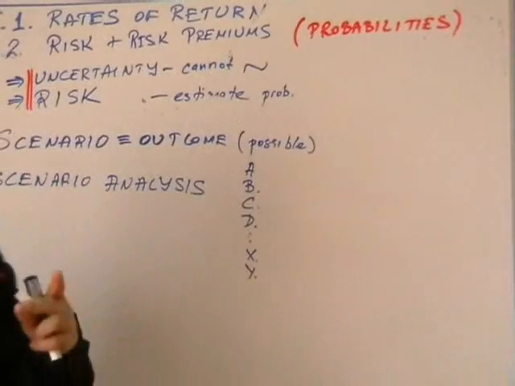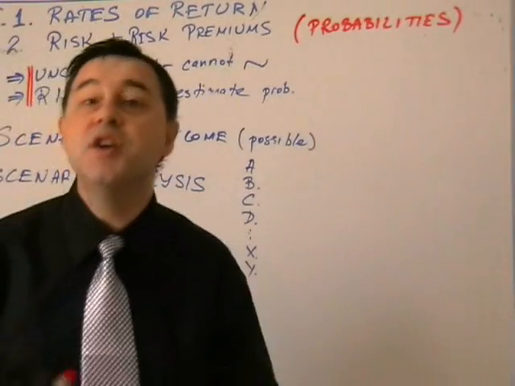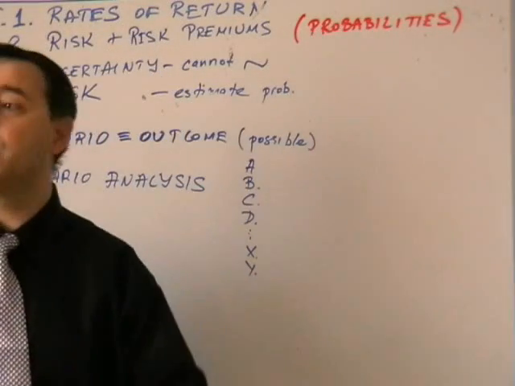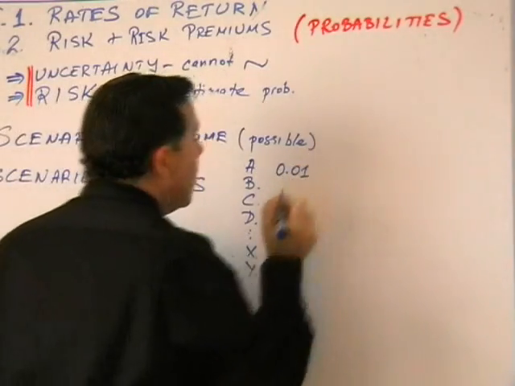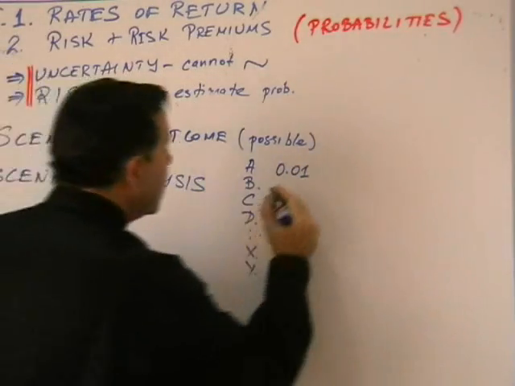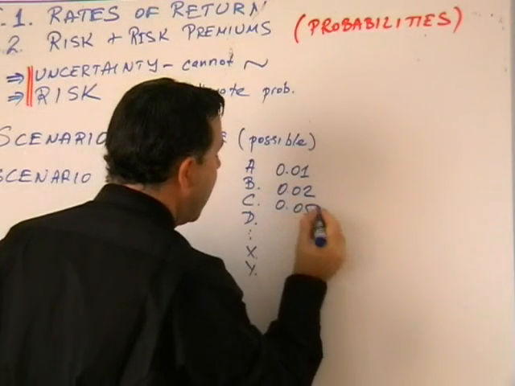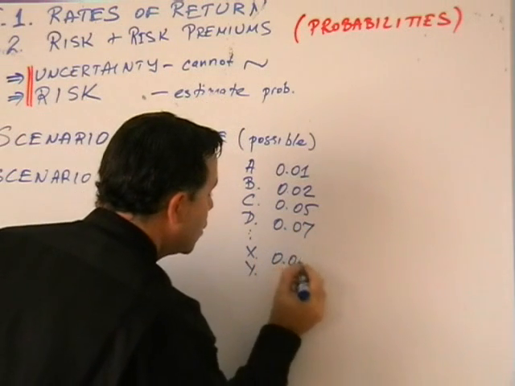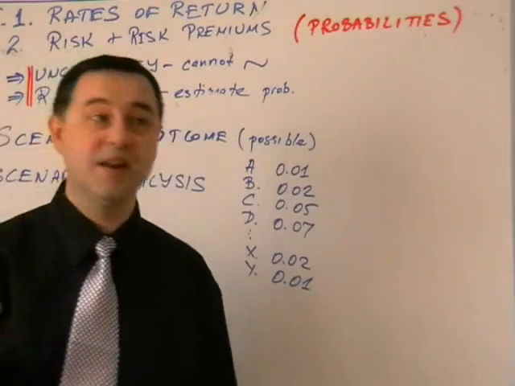So, for scenario analysis, what you need to do is for each possible outcome, you have to assign, which is the same as evaluate or estimate, the probability. Let's say 1% here. Next one will be 2%. Next one will be 5%. Next one will be 7%. And again, 2%, 1%. I'm assigning some probabilities.